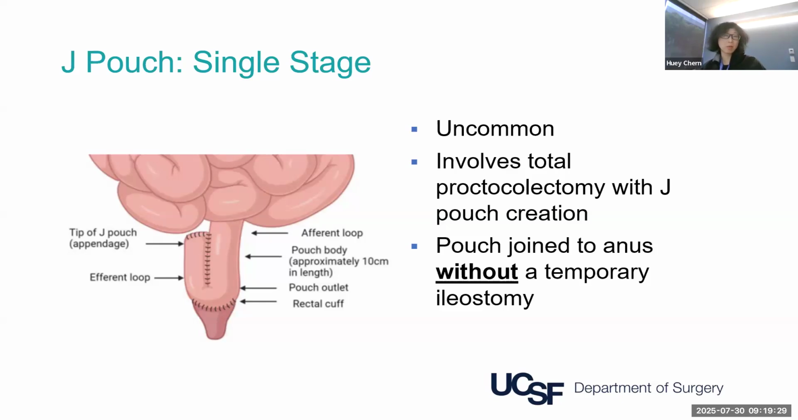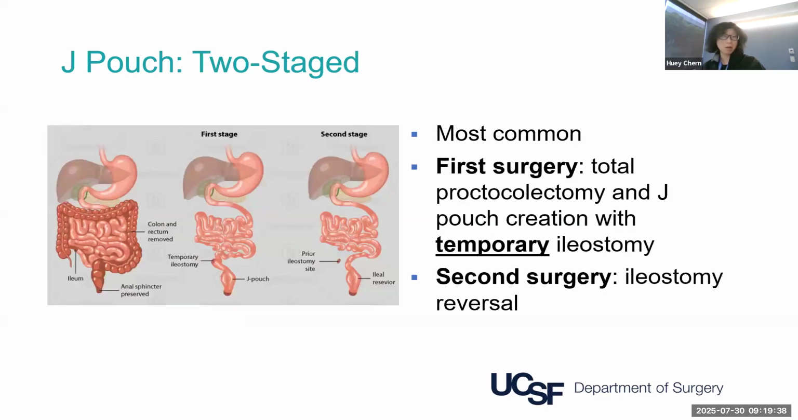And so when we do it in one stage, we would do a total proctocolectomy with the J-pouch and without any diversion. So again, not very commonly done. More commonly, if we're going to form a J-pouch, we would do it either 2-stage or 3-stage.